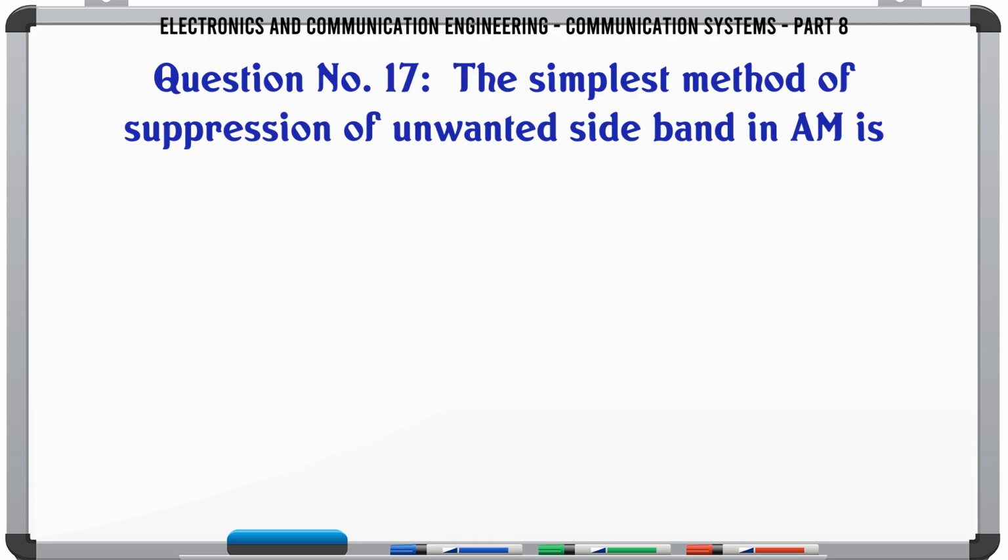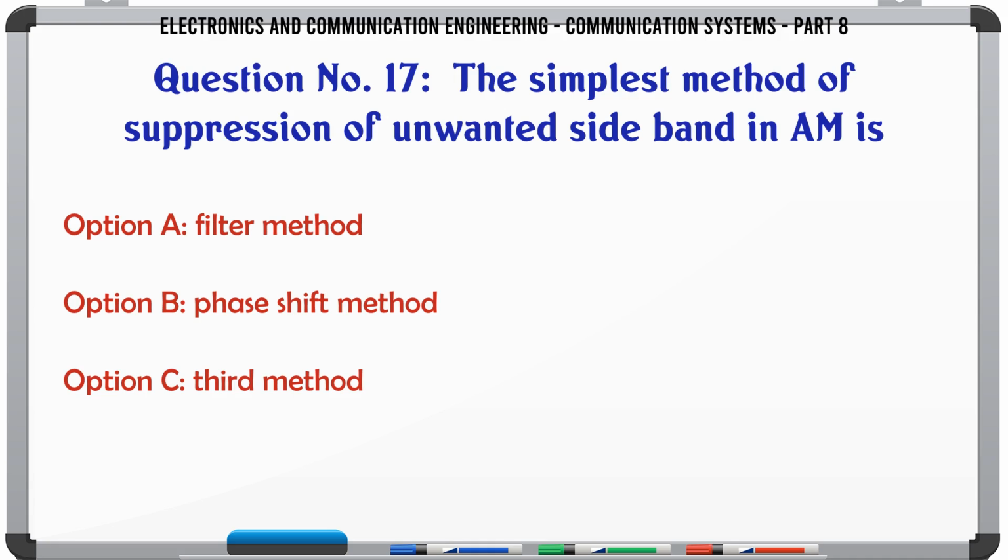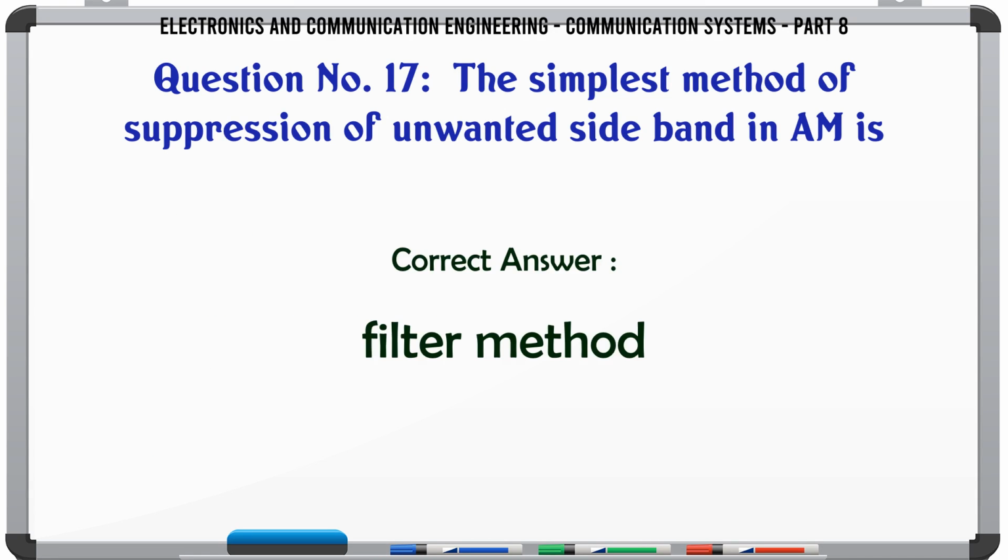The simplest method of suppression of unwanted sideband in AM is A. filter method, B. phase shift method, C. third method, D. both A and B. The correct answer is filter method.